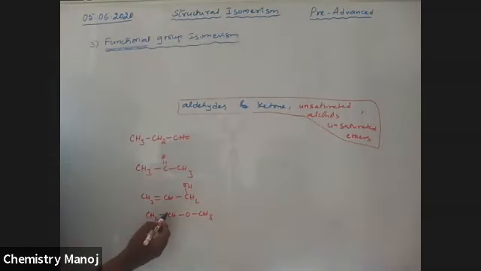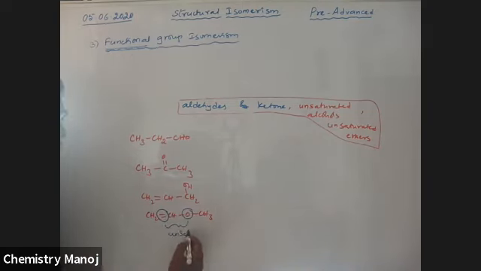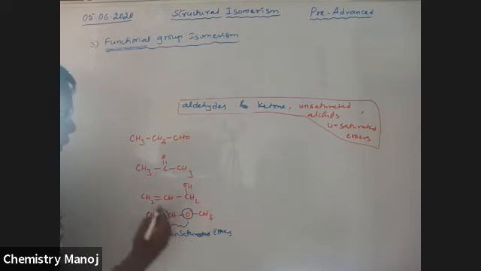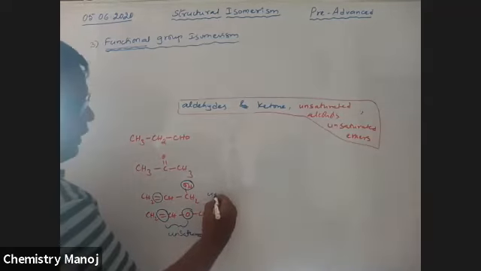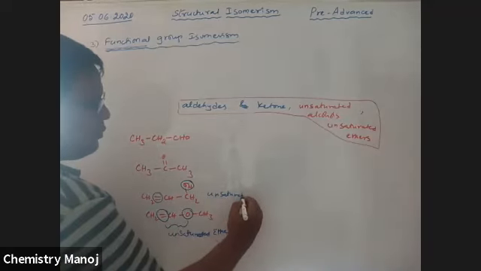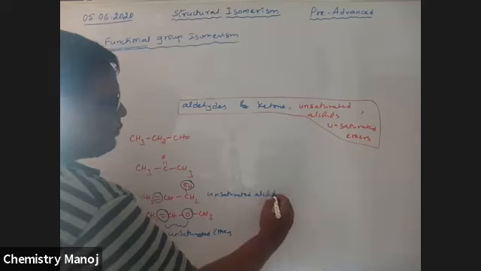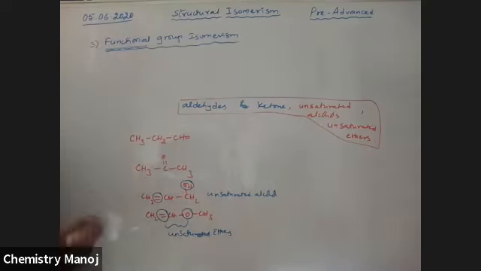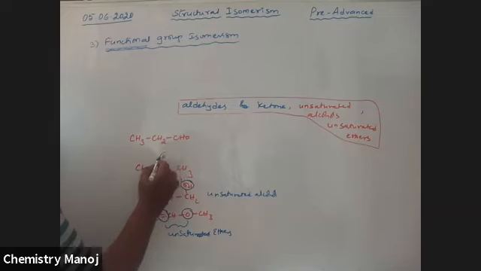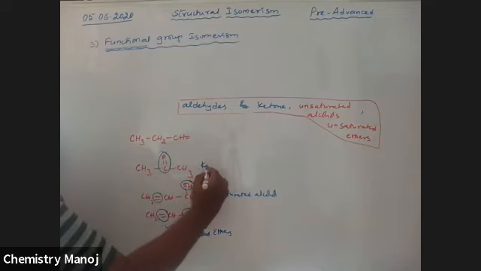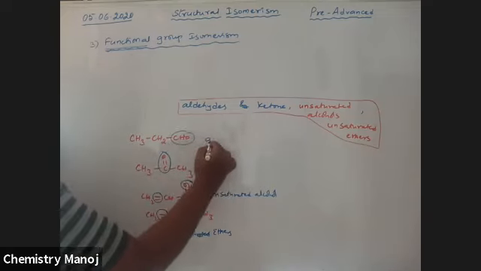See here, double bonds and ether. That is why this is taken as unsaturated. Unsaturated ethers. Here is a double bond with alcohol. That is why it is unsaturated alcohol, or enol. Here ketone. Here aldehyde.